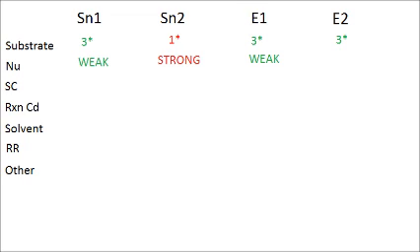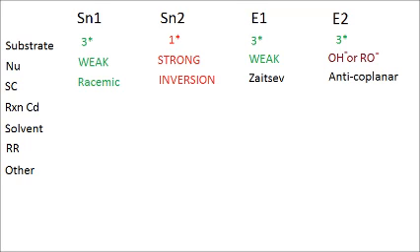But E2 is specific in that it wants to use a strong base. So OH- or RO-. SN1s proceed with racemic stereochemistry. SN2 proceeds with inversion. First order elimination usually goes with the most substituted elimination, and E2 always goes with an anti-coplanar elimination. And you get Zaitsev or Hofmann products depending on what type of base you use, whether it's bulky or not.